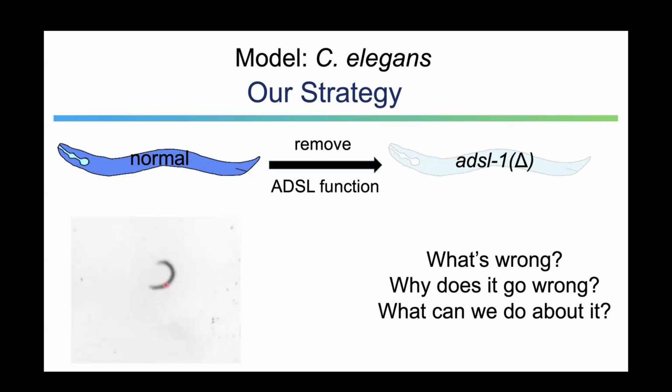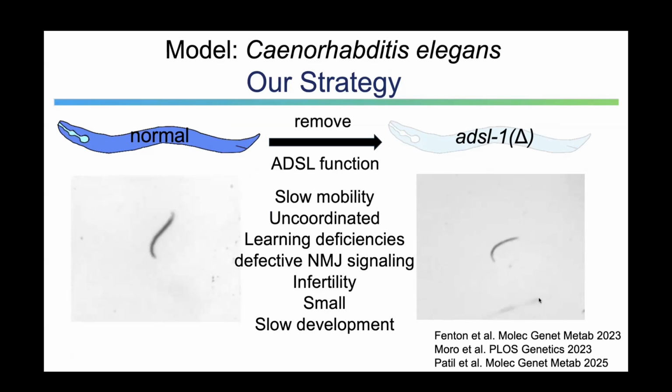That right there is a little bit unusual compared to in humans, for example. We know that how much ADSL activity is left will determine the severity of the disorder. And here we have worms that are alive. There's a lot of things wrong with them, but they're alive without ADSL. And so, anyway, we use that most severe form to try to figure out what's going on. We want to know what's wrong, why does it go wrong, and what can we do about it? Okay, so we've already found a lot of different phenotypes, and I've noted some publications down here that describe what's wrong with ADSL worms.